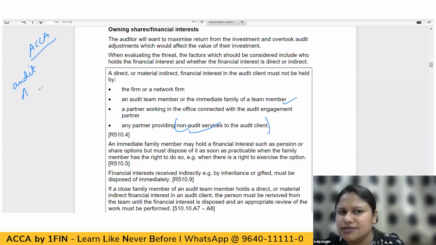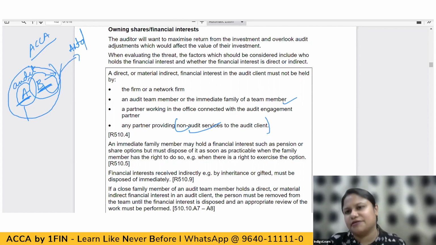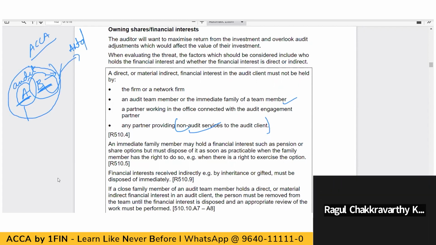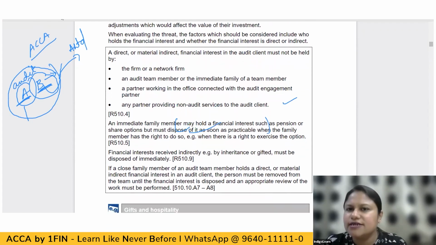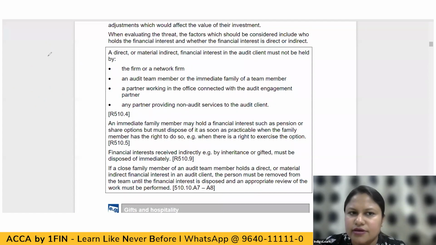So there are two partners, A and B. A is doing the audit. So you should not only look at A's interest, you also have to see B's interest. Even though B is not into audit, B is providing other services, even then you will see whether B is holding any kind of interest in A Limited. And if B is also holding, then we say this firm should not take up the audit of A Limited. Is the point clear? Okay, then moving further, here we have also included the point of relatives. Correct?